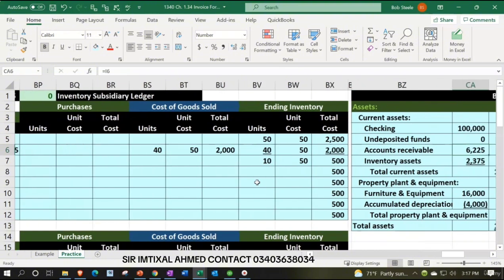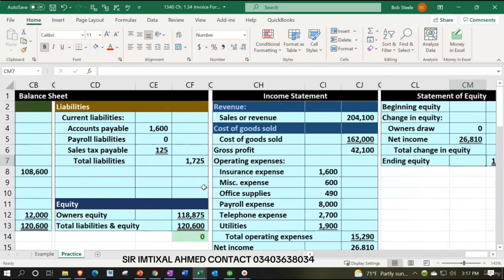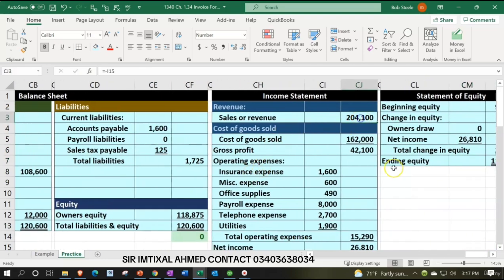And then if we look at our financial statements, we could see that we're still in balance over here. We can see that the accounts receivable has gone up. We can see that the inventory account has been impacted. And then on the revenue side, we have a change in the revenue and the cost of goods sold.